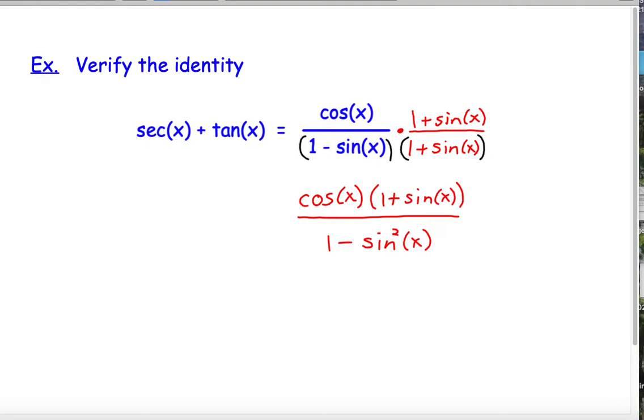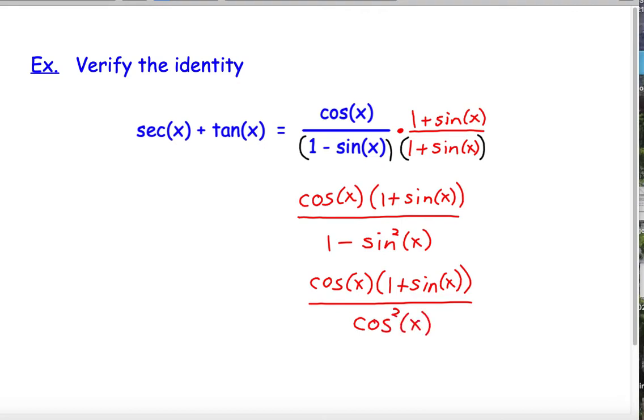But that should make you think about sine squared plus cosine squared equals 1. And so that Pythagorean identity I can use, and I'm going to replace this with cosine squared. So now I have cosine of x times 1 plus sine of x. And now you see why I decided not to distribute that, because I was thinking a step ahead. And now I'm going to be dividing by cosine squared of x. And since I left the cosine factored out in the numerator, this cosine will cancel with one of those.